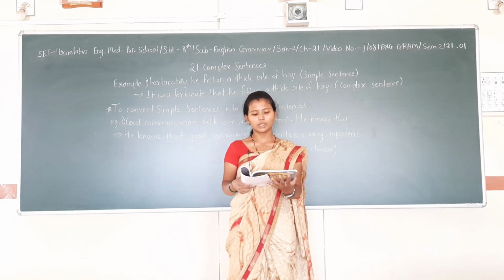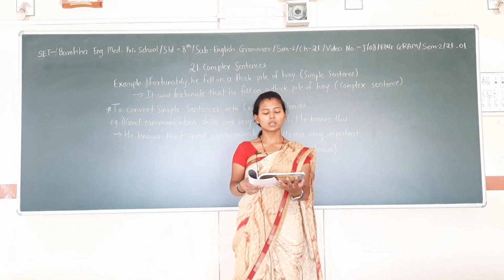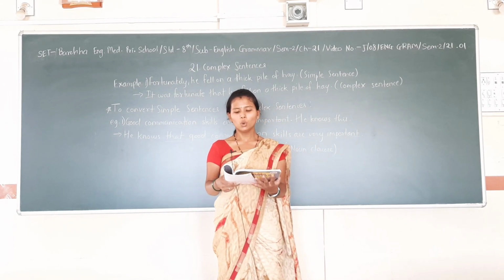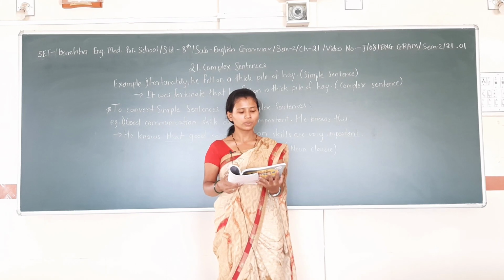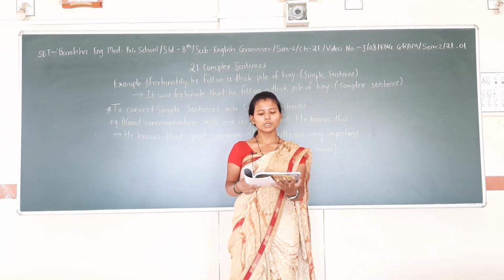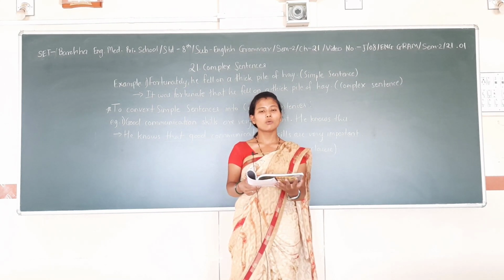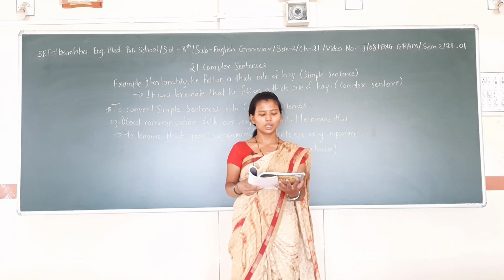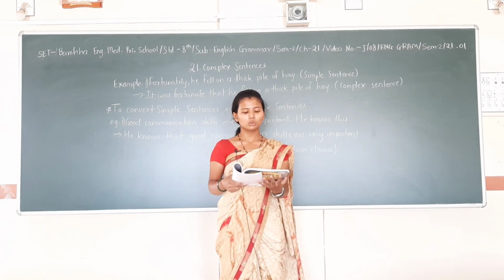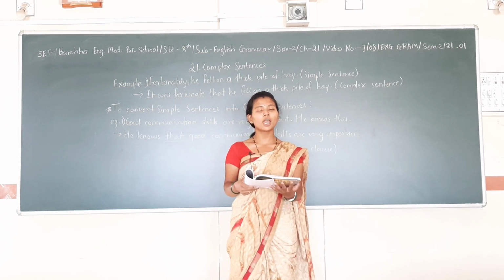Then adjective or relative clauses. These are usually introduced by the following subordinating conjunctions: that, what, which, who, whose, whom, where, when, and why. These are the adjective clauses. Then adverb clauses. These are usually introduced by the following subordinating conjunctions: because, when, while, where, as, before, after, until, since, no sooner, if, unless, as though, although, whether, so that, and as soon as. So these are the adverb clauses.